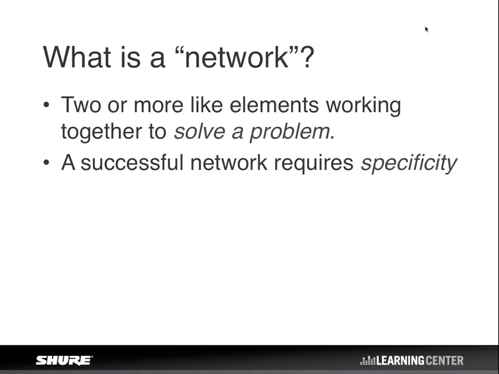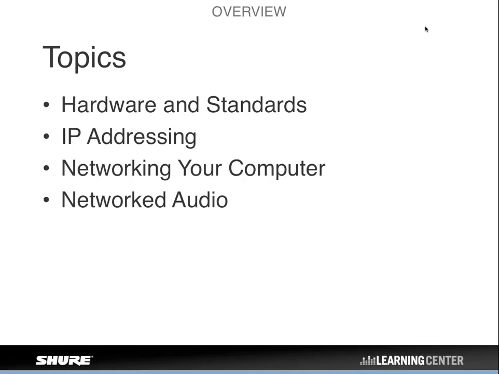Second thing is that a successful network also requires specificity, and that really gets into what we're going to talk about with addressing. When we're talking about IT networking, we're really talking about giving things specific addresses, and if you're not specific, then the network basically doesn't work. That's really most of the problems when we help people troubleshoot our networkable products. 9 times out of 10 it comes down to something not being as specific as it should be, and we'll get more into that when we talk about the addressing here.